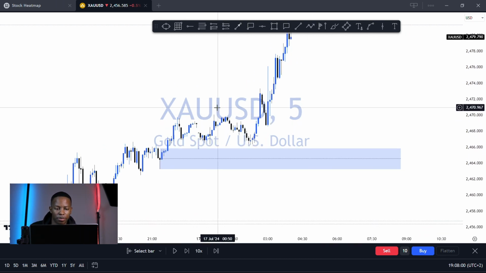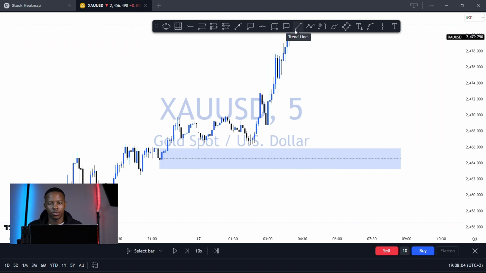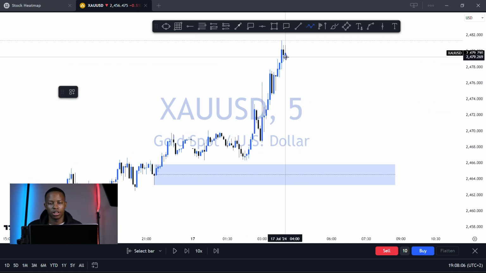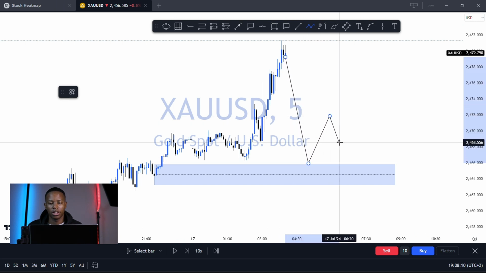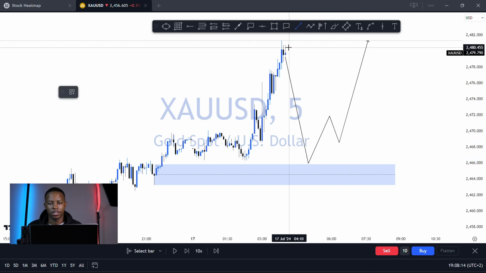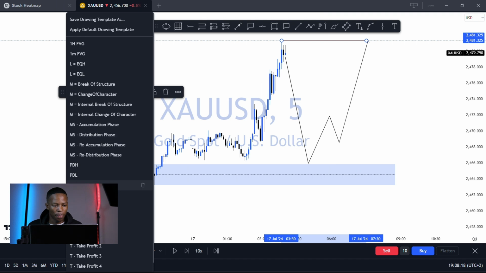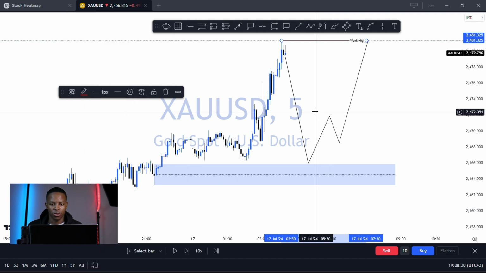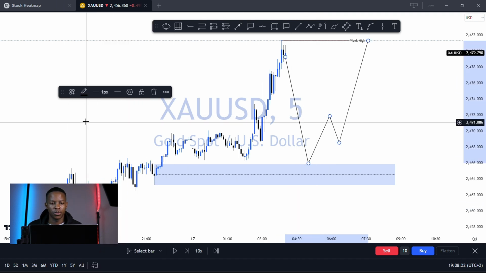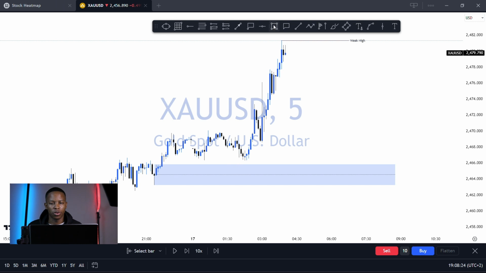So what will we be doing? We will be waiting for price to reverse, go to our demand zone that we had drawn out, and then go to the upside to take out this weak high. This is the first confluence I use: weak high and weak low.